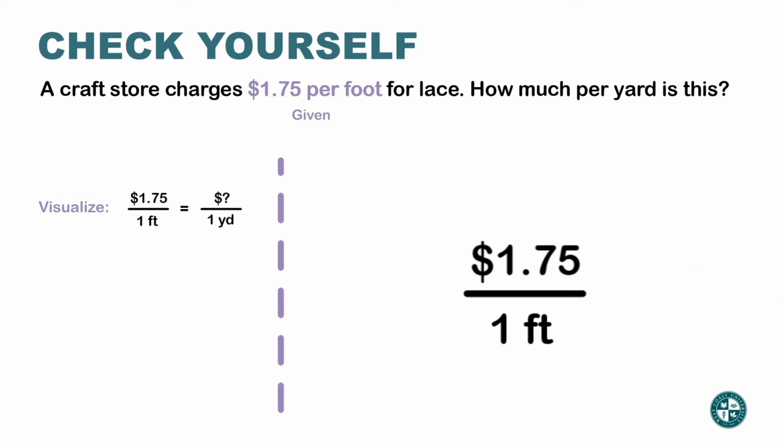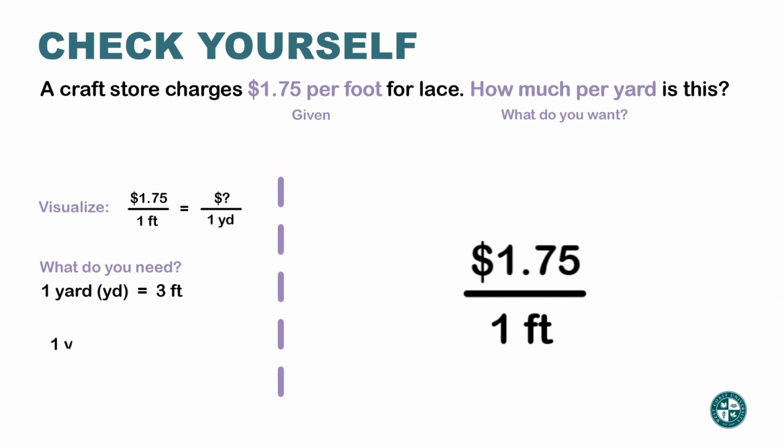Now, I need to multiply this by something. What do I multiply by? Well, it depends on what I want. I want how much per yard. What amount of money for every yard? Because that's what I want, I notice that I need to get rid of the feet. Well, I need to know how many feet are in a yard. And when I look it up, I found out that 1 yard is 3 feet.